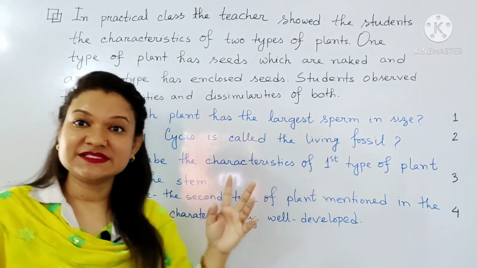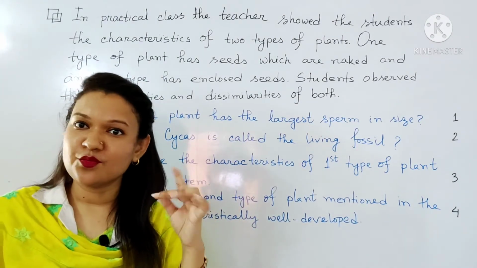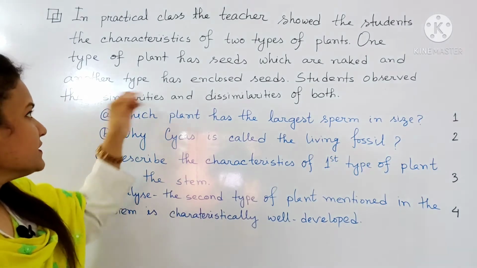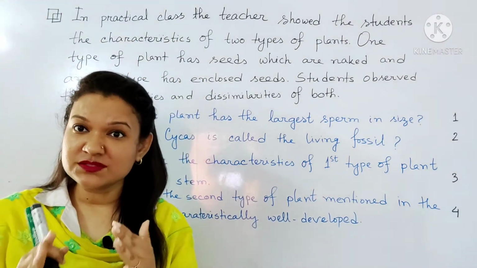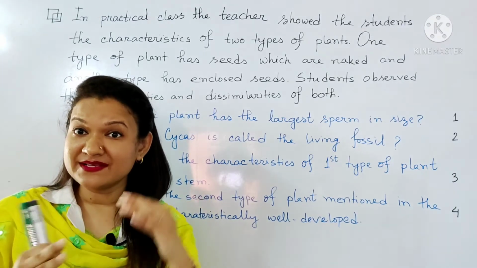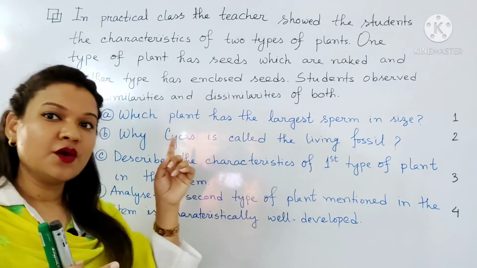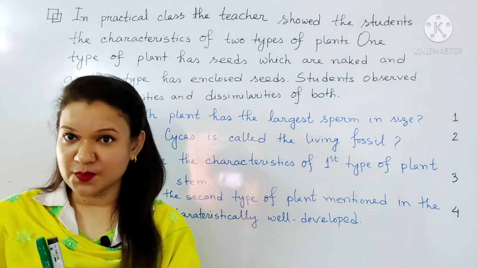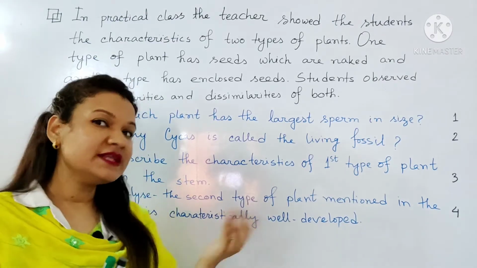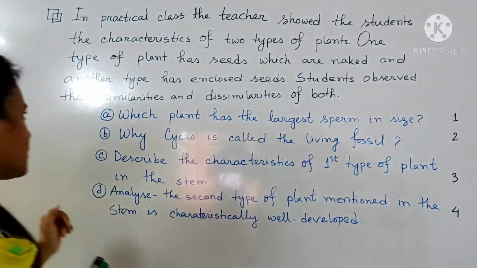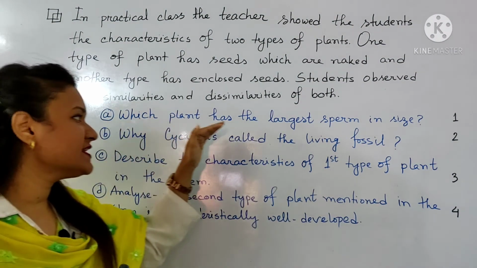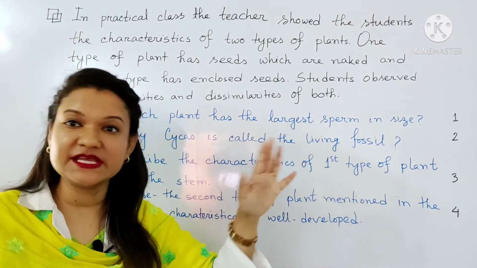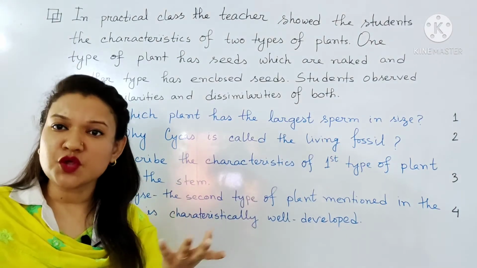So here we can see two types of plants. One type of plant is naked seeded and another one is enclosed seeded. I hope you understand the stem. One is Gymnosperms and another one is Angiosperms. Let's see the questions. Our first question, number A, is: which plant has the largest sperm in size? This is our knowledge based question.